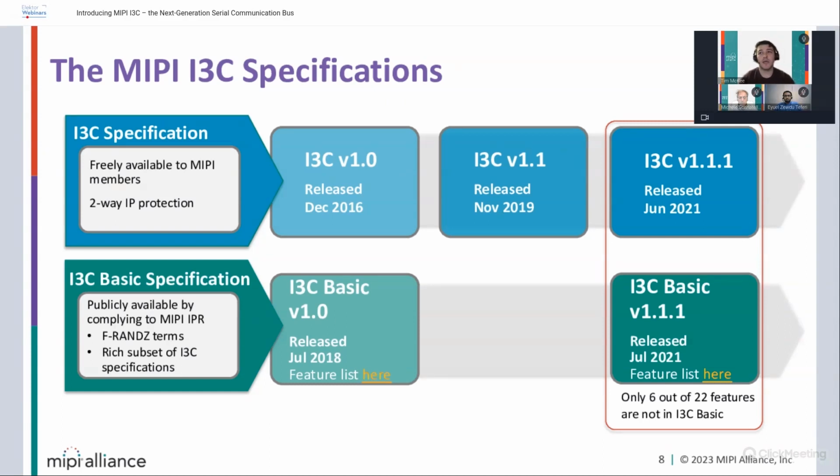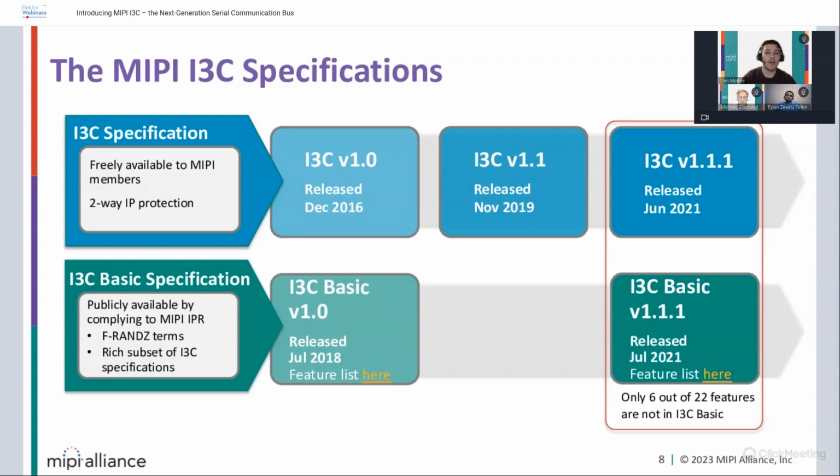Now, we've mentioned 2 different flavors of I3C. There's the I3C specification, also sometimes referred to as the I3C full specification, and then we have the I3C Basic specification. Starting with the full I3C specification, this one is freely available to MIPI members, and it has IP protection. This is everything that we've designed and delivered for the I3C technology. The original release was created back in 2016. Our latest release, I3C version 1.1.1, was released back in 2021.